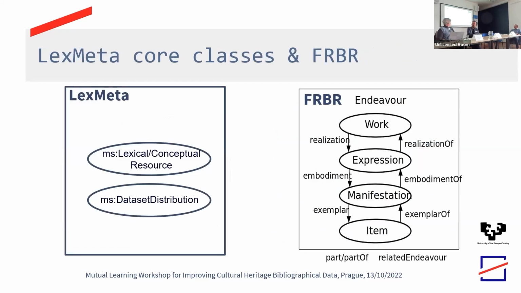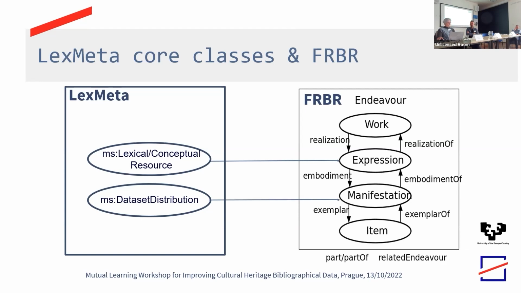So for LexMeta, we decided that we want to use the MetaShare core classes, first of all, lexical conceptual resource and dataset distribution. And we wanted to align them to the FRBR class so that we can actually have a common model between them to map them. We have mapped the lexical conceptual resource to expression, to editions, let's say. We think that that's where the 2 concepts are similar, and the dataset distribution to the manifestation class.